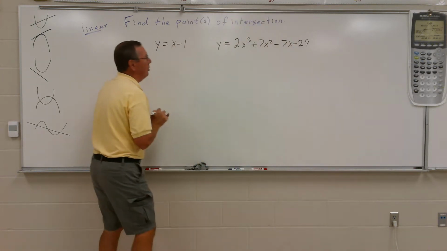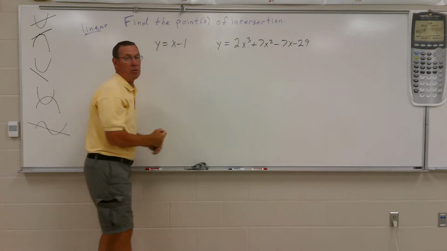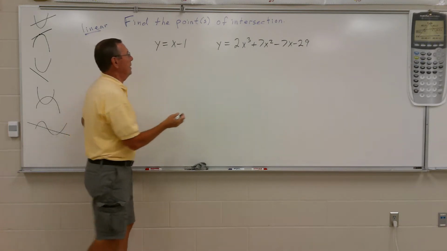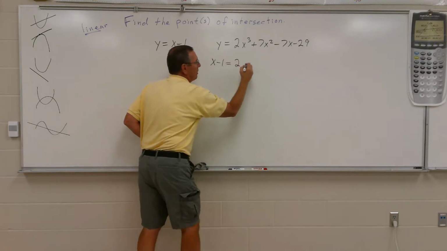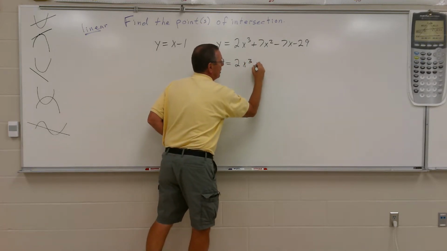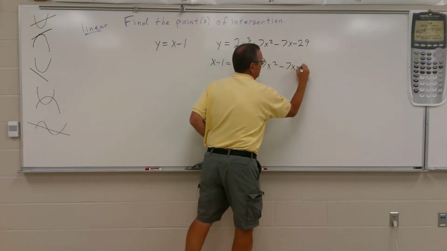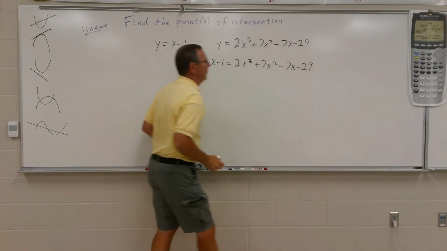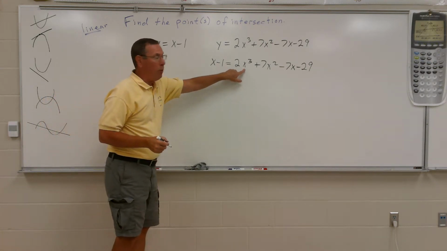Again, notice, Regina, both of these are equal to y, therefore they're equal to each other. So the x minus 1 must equal this cubic equation, this cubic function. I have an x squared or bigger, so I want to make this equation equal 0.